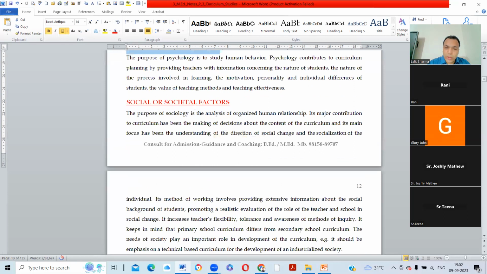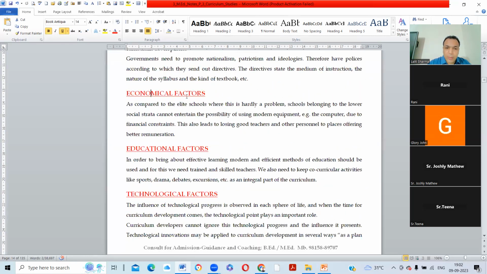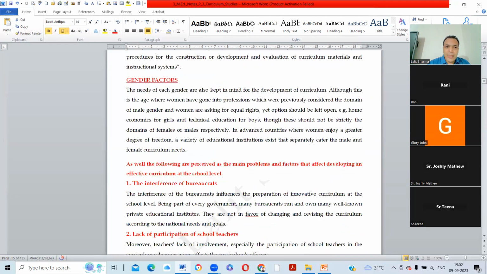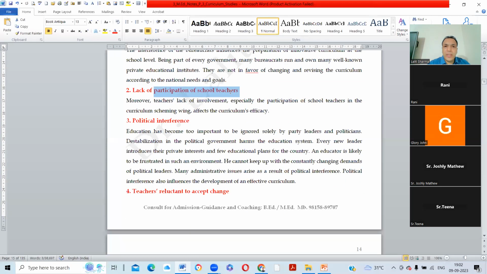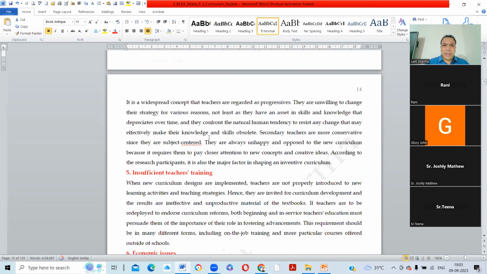Psychological factors affect the curriculum. Social or societal factors, political factors, economical factors, educational factors, technological factors, gender factors as well. The following are perceived as the main problems and factors that affect developing an effective curriculum at the school level. The interference of bureaucrats, lack of participation of school teachers, but teachers are not participating. Naturally, it affects the curriculum development, and if it affects the curriculum development, it affects the personality of the child. It affects the total growth of the child, harmonious development of the child, balanced personality of the child. If there are arguments between the teachers and the management, basically the result is that it affects the child's personality.